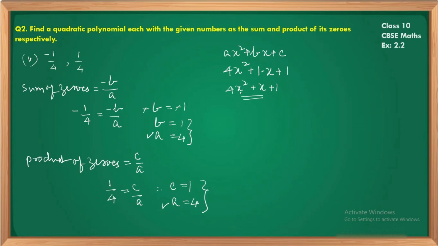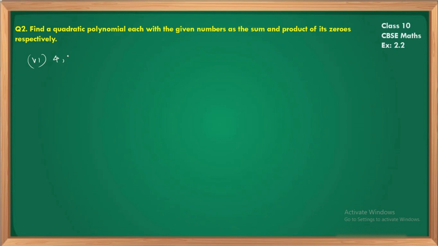Now we move on to the last question, which is the sixth question. The sixth question is 4 and 1. Sum of zeros is equal to minus b by a. And we know the sum of zeros is nothing but 4, equals minus b by a. In the denominator you don't have anything, so put 1. And now we know the value of minus b is equal to 4 or b is equal to minus 4. That is, minus is transferred to the RHS. So b takes the value of minus 4 and a is equal to 1.